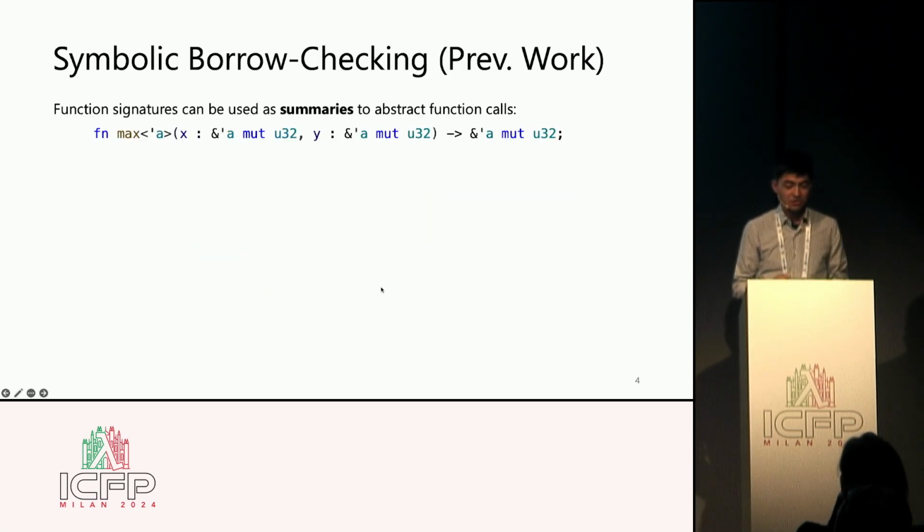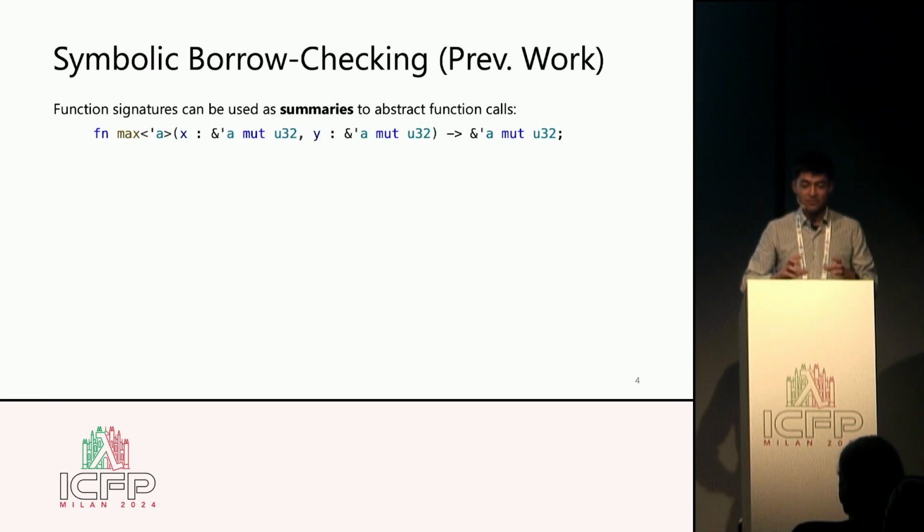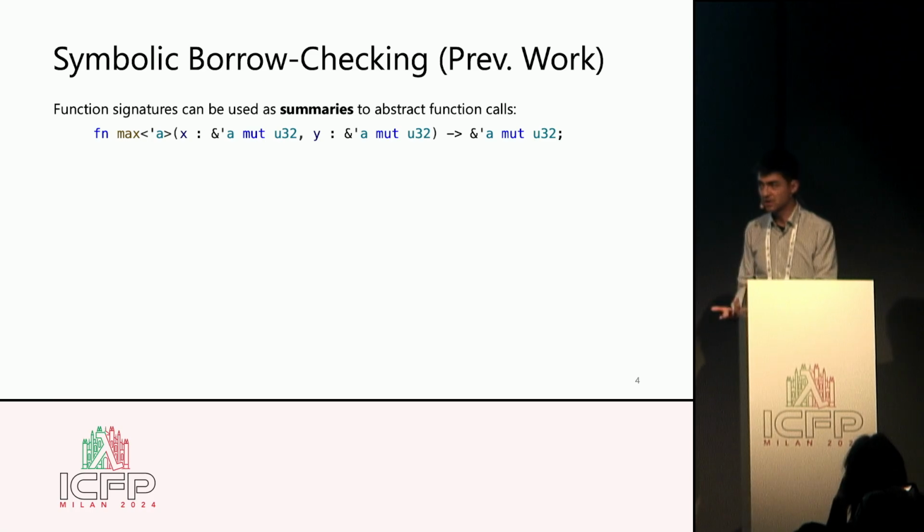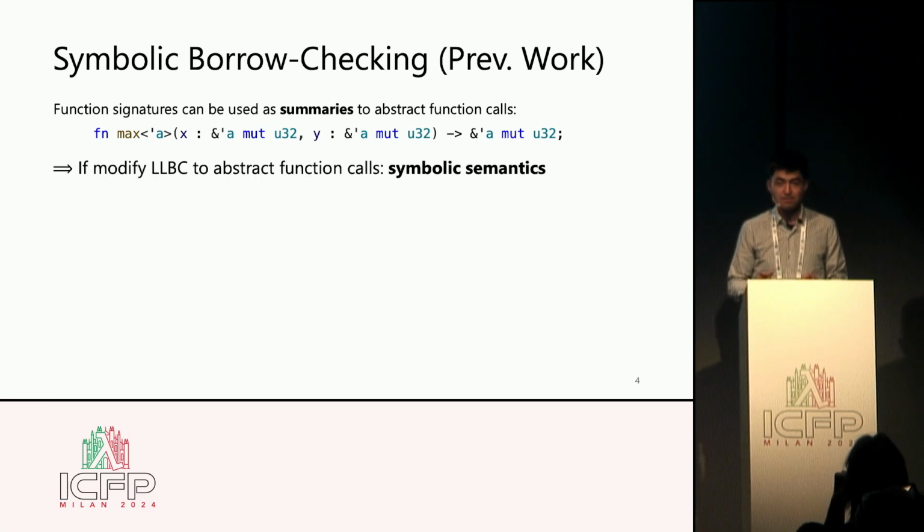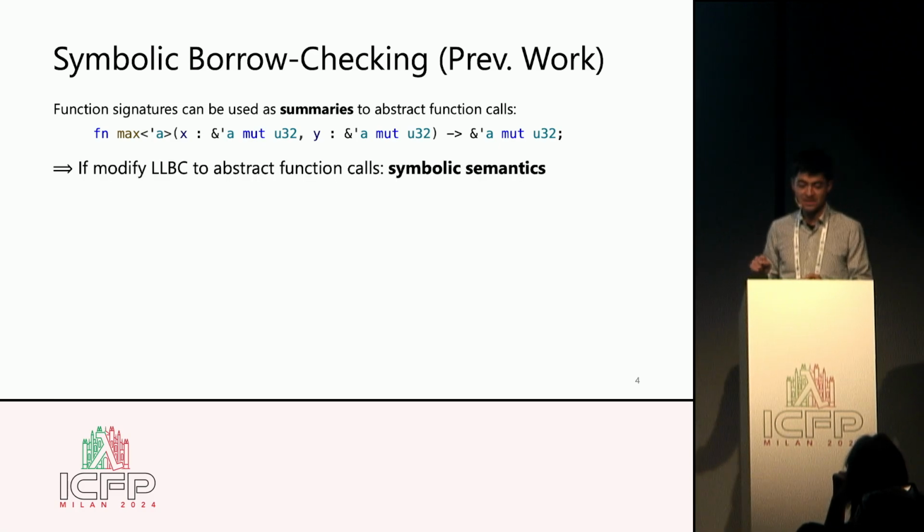Now, an important observation to make is that function signatures in Rust, due to the lifetime annotations, give us another approximation of the behavior of the function body. So we can use those signatures as summaries to abstract the function calls. And this is actually what the borrow checker does. And in particular, if you tweak the semantics of LLBC to abstract function calls, so that when you have a function call, instead of diving into the function by pushing a stack, evaluating the function body, and then popping the stack, you instead use the signature to over-approximate what happens, you get something we call the symbolic semantics.